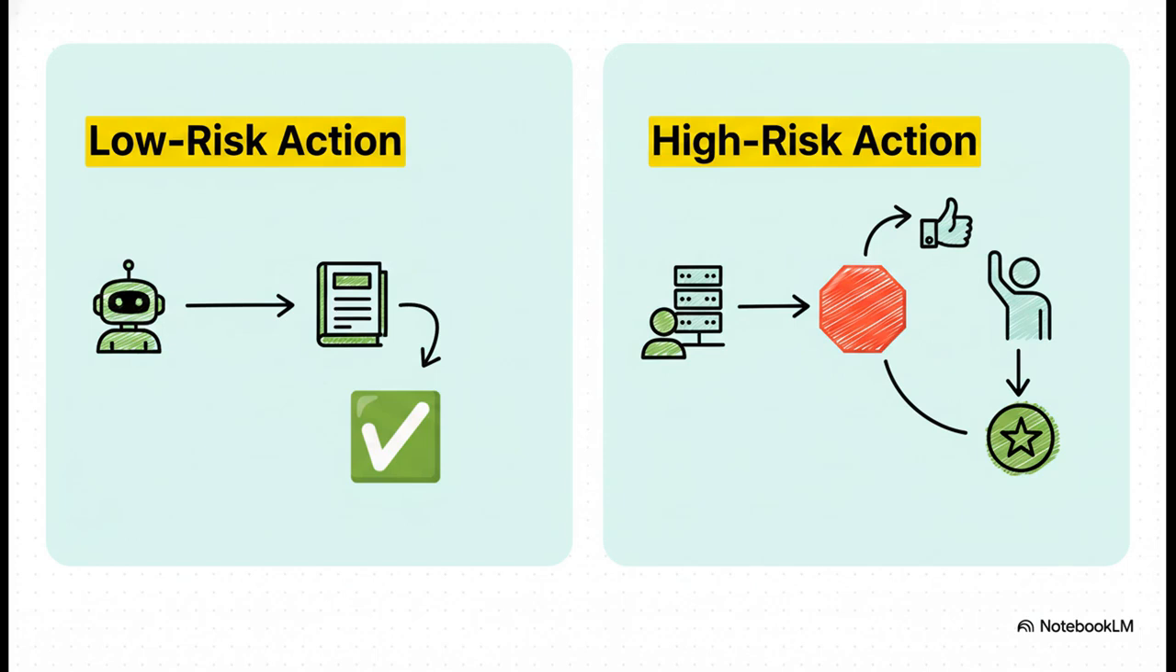But let's be realistic. Some actions are just too risky to let the AI do all on its own. And that's what Pattern 9, Human in the Loop, is for. For low-risk stuff, like just logging some data, sure, let the system do it automatically. But for high-risk actions, we're talking deploying code to a live server or moving money around, the system has to stop and get a mandatory sign-off from a human. It's a non-negotiable safety valve.